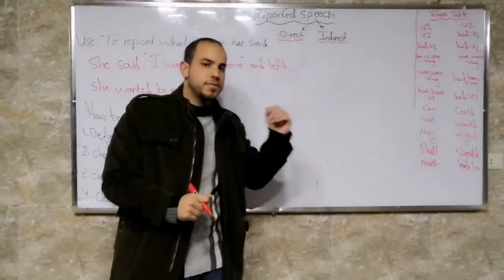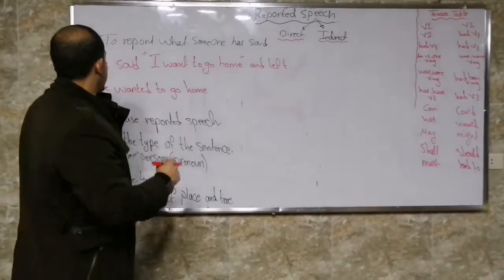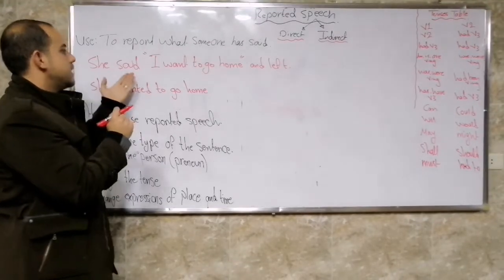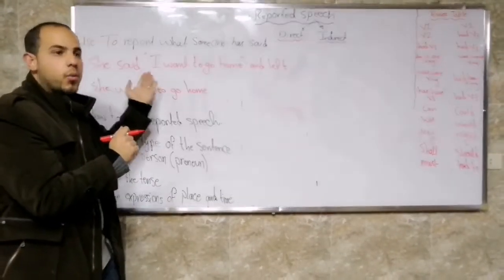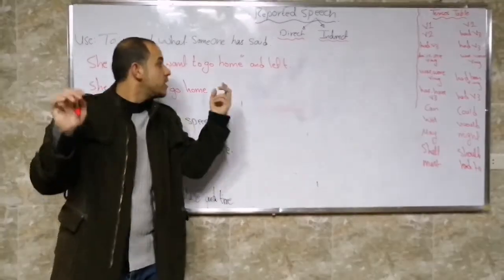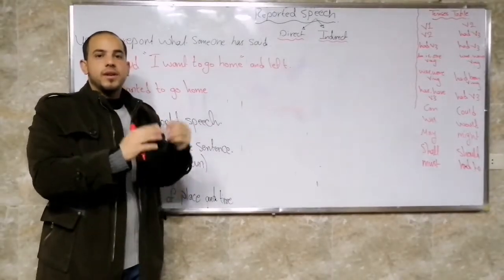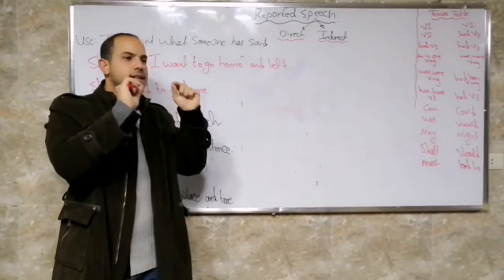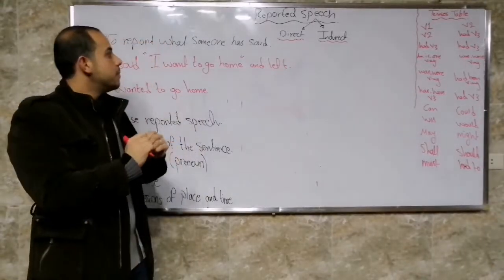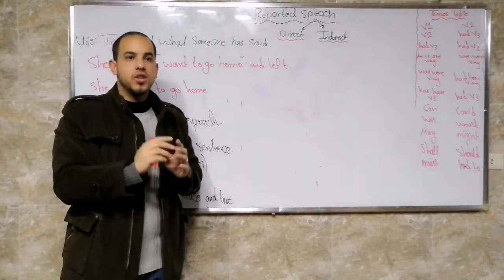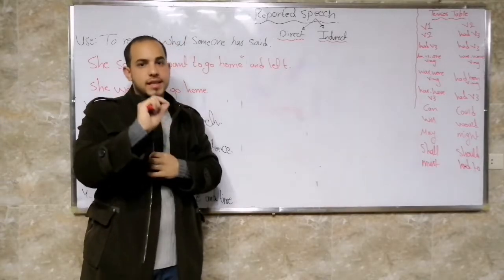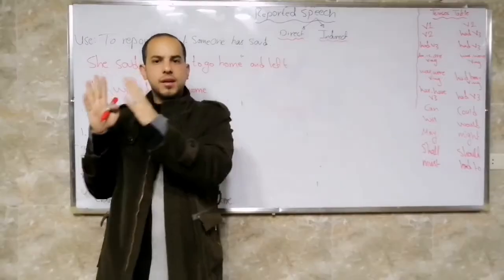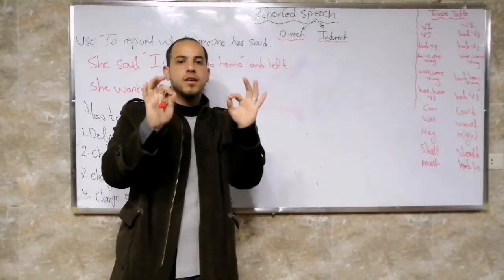The direct speech looks like when someone says that Sarah said or she said, "I want to go home." Now in this case, we are telling the same exact words that were said by someone. So we are telling the exact words. In this way, this is the direct speech. We are telling something said by someone, but we are using the exact words.